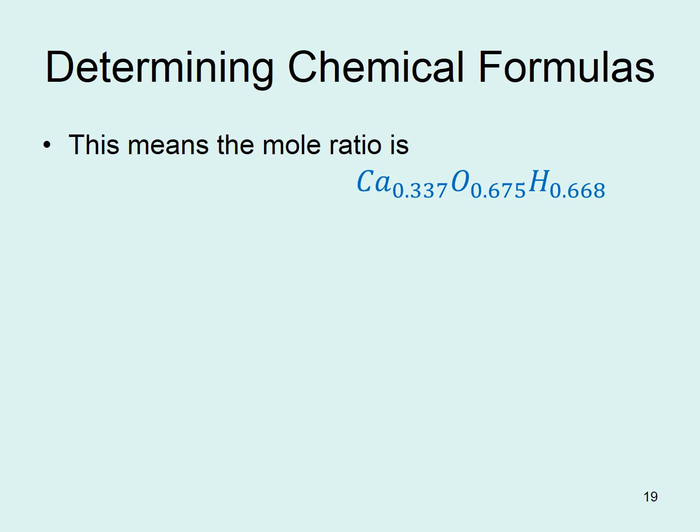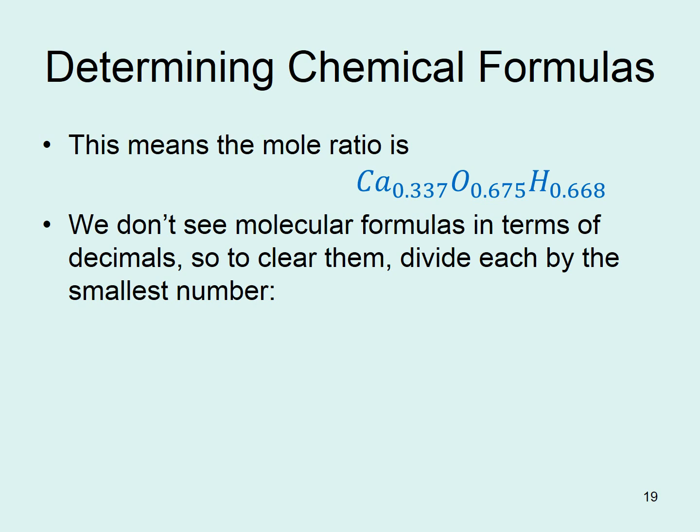So some of you may already be able to see that, with rounding errors and stuff, the oxygen and hydrogen are about the same and the calcium is about half as much. So it's really like a 1 to 2 to 2 ratio. If you can't see it very well, though, the technique to figure out the whole numbers is to take each number and divide by the smallest.